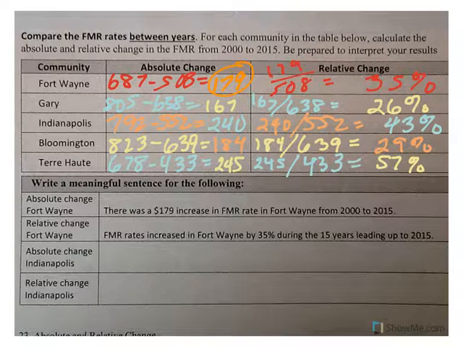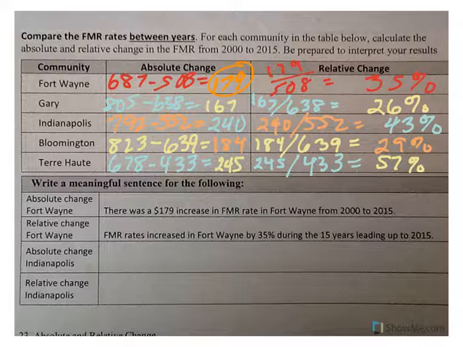So you can see for each one of these, I tried to use different colors so you could differentiate a little bit. But you can see they're all positive, which means from 2000 to 2015 in all five of these cities, the fair market rental rates went up for everybody. Mostly in Terre Haute, where they increased 57%. Smallest was in Gary, where they only increased 26%.